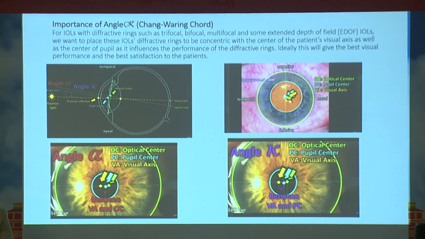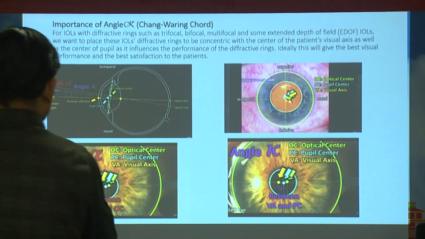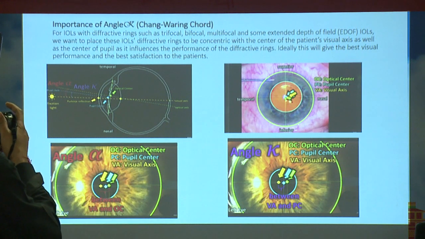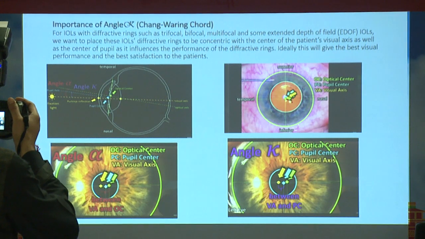There is the importance of angle kappa, that is, Chang's varying chord. For IOLs with diffractive rings such as trifocal, bifocal, multifocal, and some extended depth of focus IOLs, we want to place the IOL with the diffractive rings concentric with the center of the patient's visual axis, as well as the center of the pupil, as it influences the performance of the diffractive rings. Ideally, it gives the best visual performance and the best satisfaction for the patient. Angle kappa is the angle between the visual axis and the pupil center.